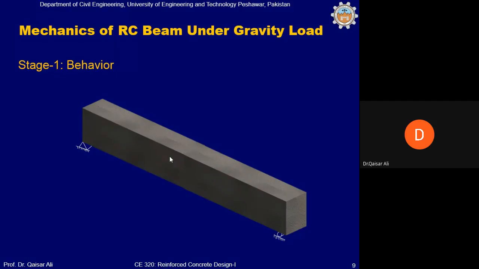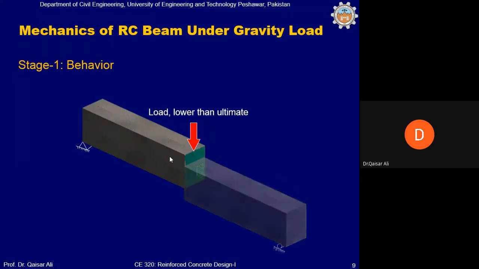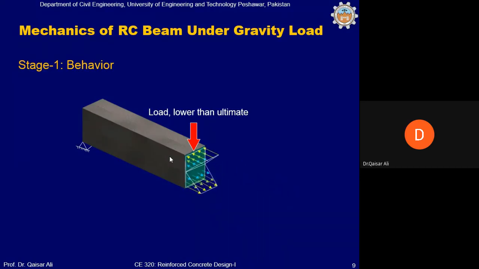Okay, this is stage number one. Pay attention to this stage. The load is lower than the ultimate, much lower than the ultimate. Okay, this is the internal situation of stresses. The beam has not collapsed. We have separated one part of the beam from another part just to show you the internal stresses in the beam, how the internal stresses will be created inside the beam.